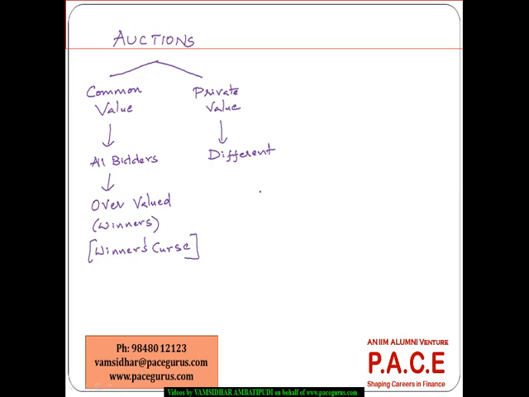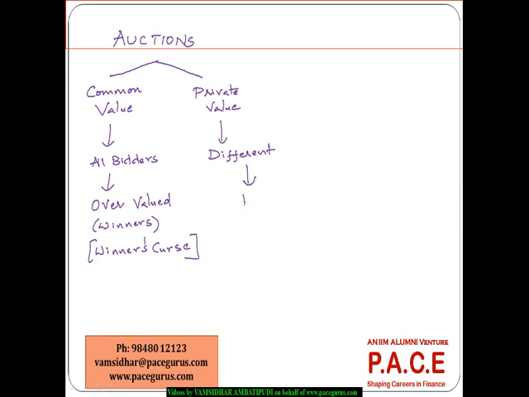Whereas from a private value auction perspective, for each person the value is different. So how much he really values it, how much the value is according to him, he'll try to go with the maximum value for that.